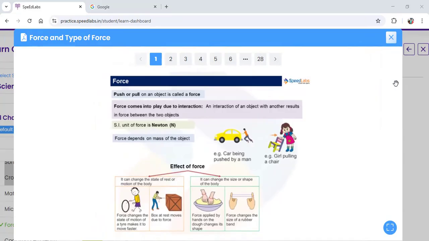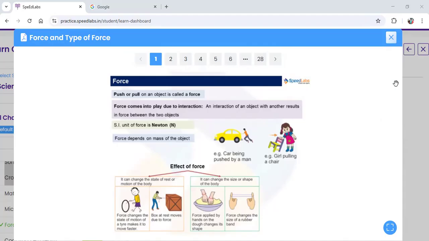Effect of force, children. What can force do? It can change the state of rest or motion of the body. You can see this boy rolling a tire. When a force changes the state of motion of a tire, it makes it move faster. This man, you see, a box at rest moves due to the force. So what is force doing? It is changing the state of the body.